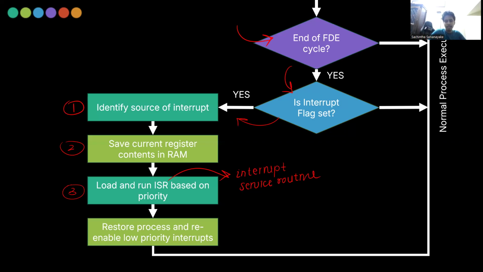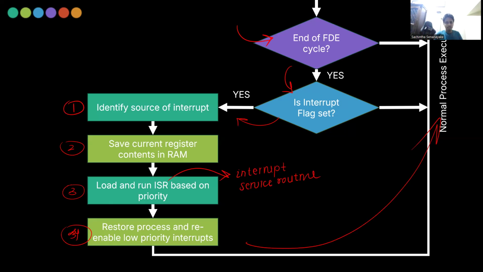And once that's done, once the interrupt has been serviced, it will restore the process that it was previously executing and re-enable low priority interrupts. That way, even the low priority ones that have been overtaken by the high priority ones can continue executing. And once this is done, the process returns back to normal execution.